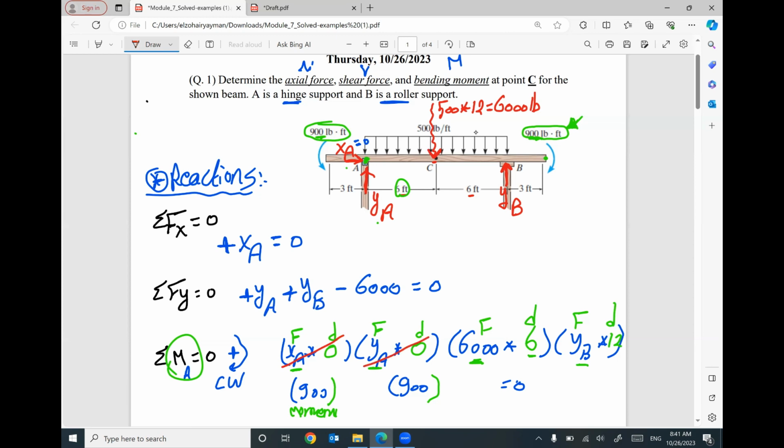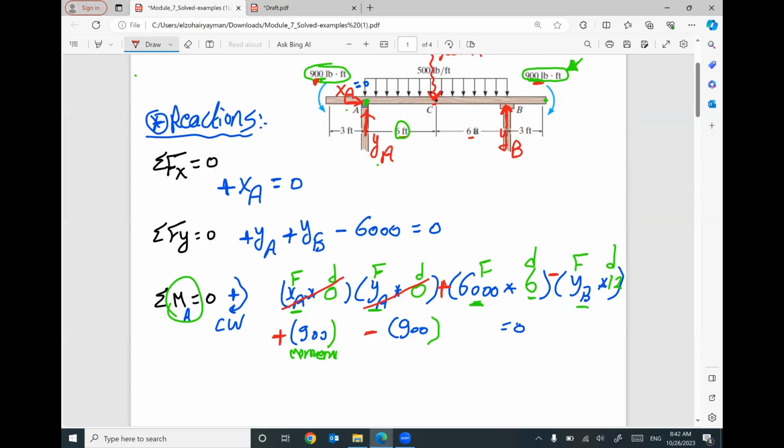6,000 times 6 will rotate clockwise, so it will be positive. YB times 12 will rotate upward, so it will be counterclockwise, so it will be negative. This given 900, based on the given direction, is clockwise, so it will be positive. Based on the given, this 900 is counterclockwise, so it will be negative. So the only unknown in this equation is YB.